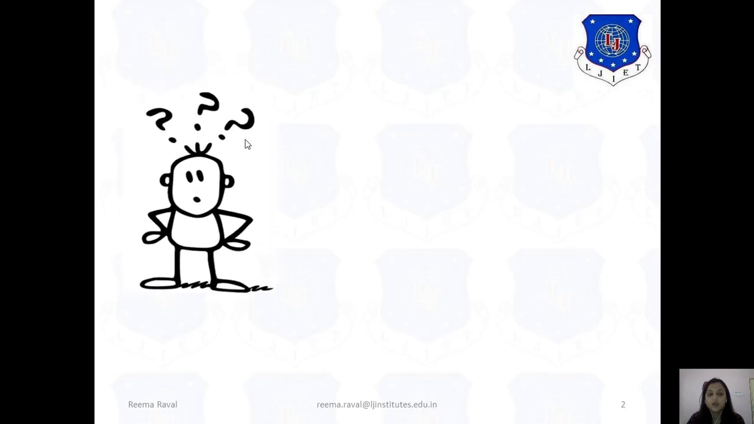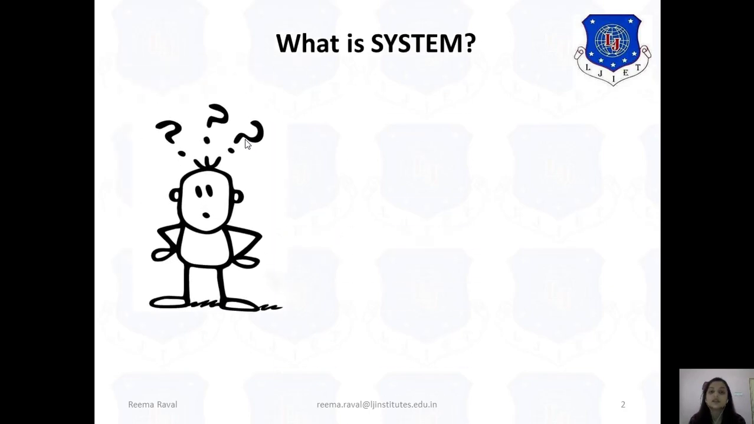First of all, the question arises: what is a system? Now, a system is basically an entity which performs various operations on the given input signal and gives the output function or output signal according to the application for which we have designed the system.